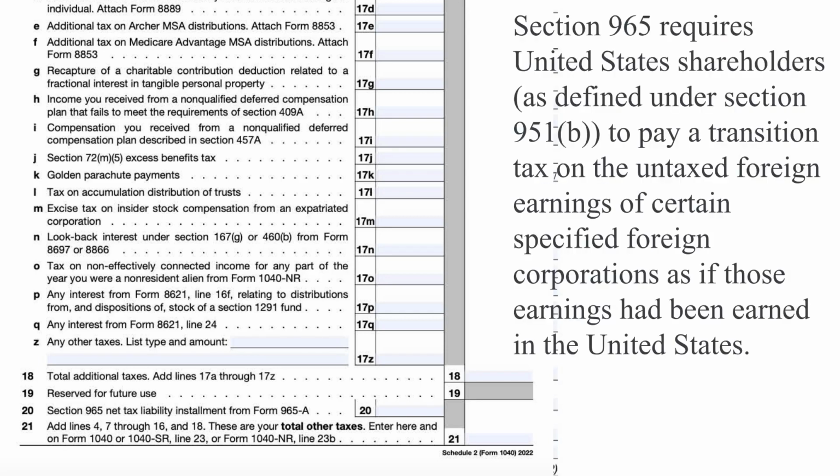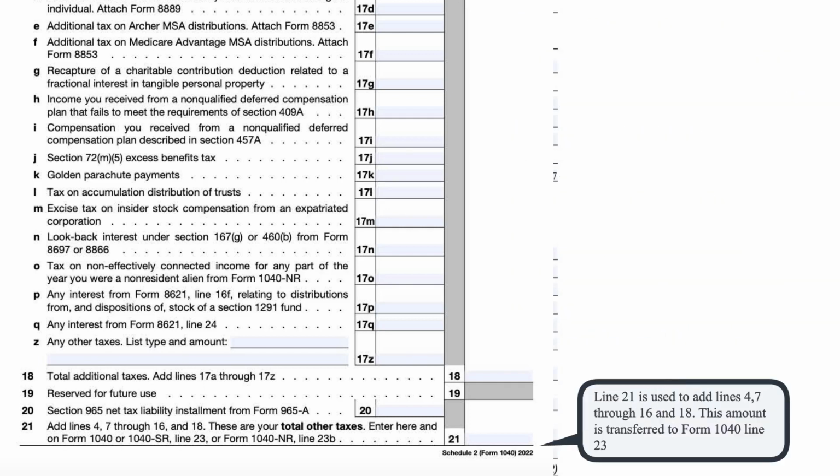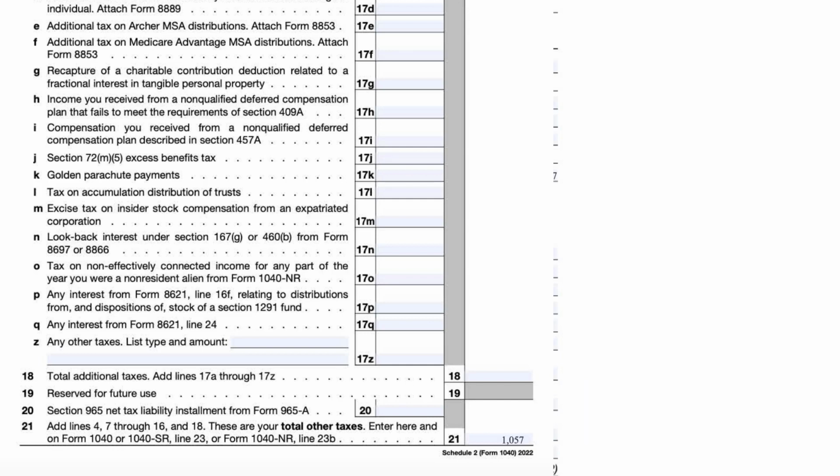Now, what is Section 965? It's a transition tax on the untaxed foreign earnings of certain specified foreign corporations, as if those earnings had been earned in the United States. For additional information on what Form 965A is, see the reading material. Line 21 is used to add lines 4, 7 through 16, and 18. This amount is transferred to Form 1040, line 23.